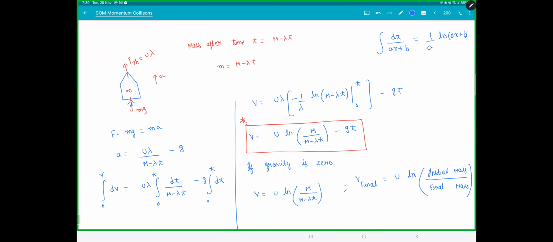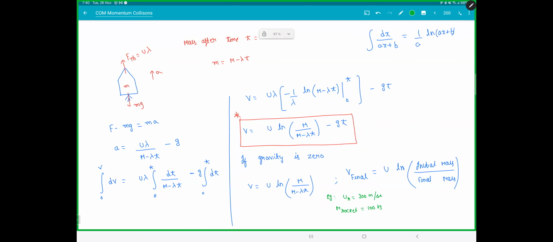So if you look, this is the reason, for example, let's say U relative is 300. Mass of the rocket is 100. And mass of the fuel is 900. So the final velocity of the rocket will be 300 ln, initial mass 1000 by final mass 100, 300 ln 10.